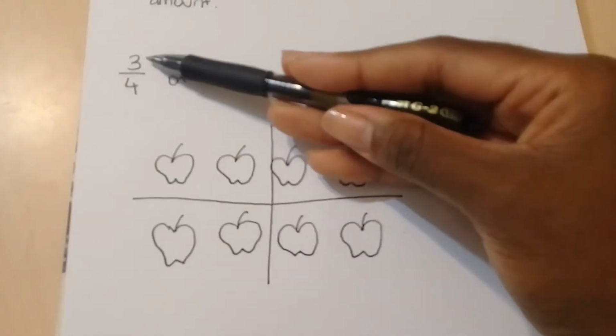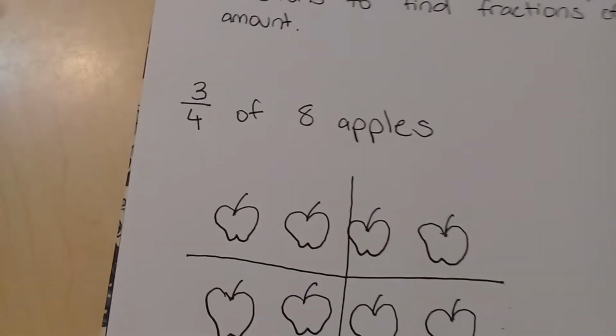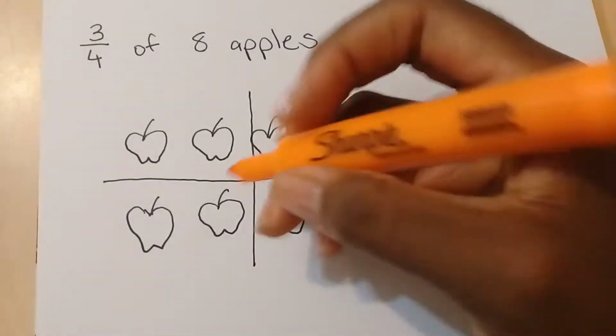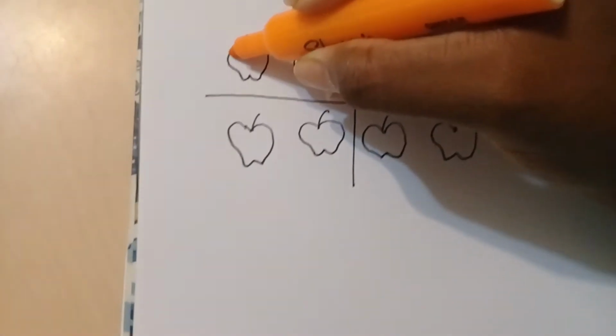If I take 3 of the groups, because remember I'm looking for 3/4, let me shade in all the apples that are part of 3 of the 4 groups. I'm just going to do a little shading because I can't really see properly. Let me do this over here.